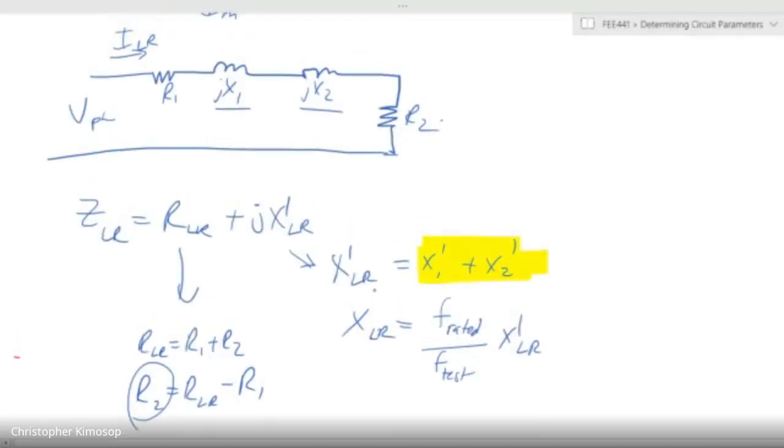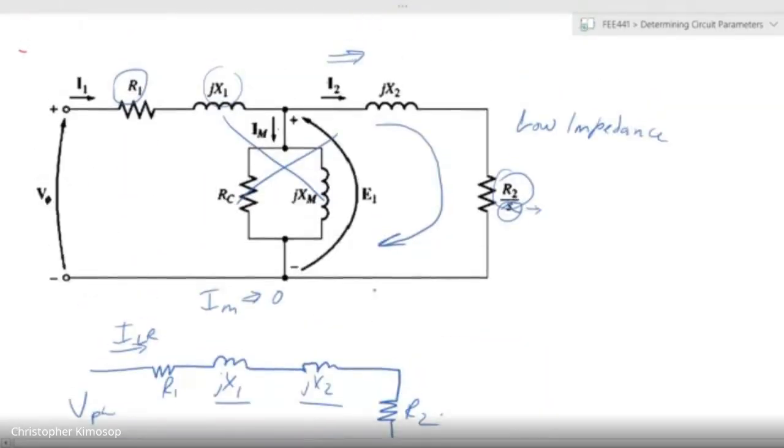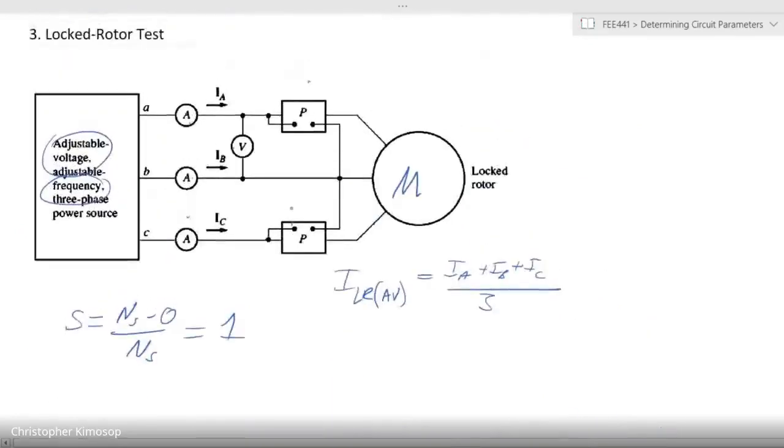So now let's bring all of these tests together to form a full picture of what the equivalent circuit is and how we can obtain the values that are available in the equivalent circuit.